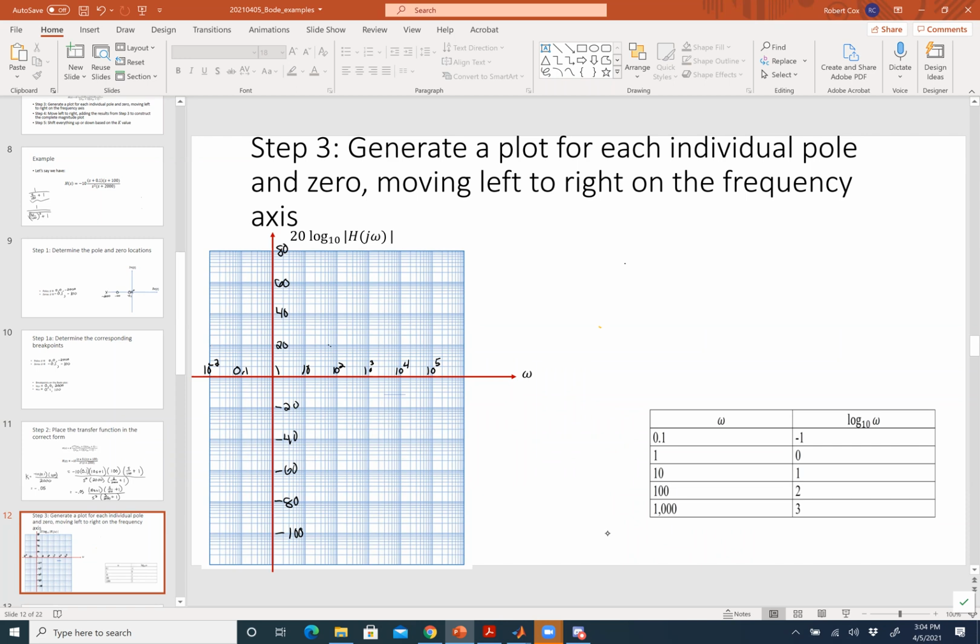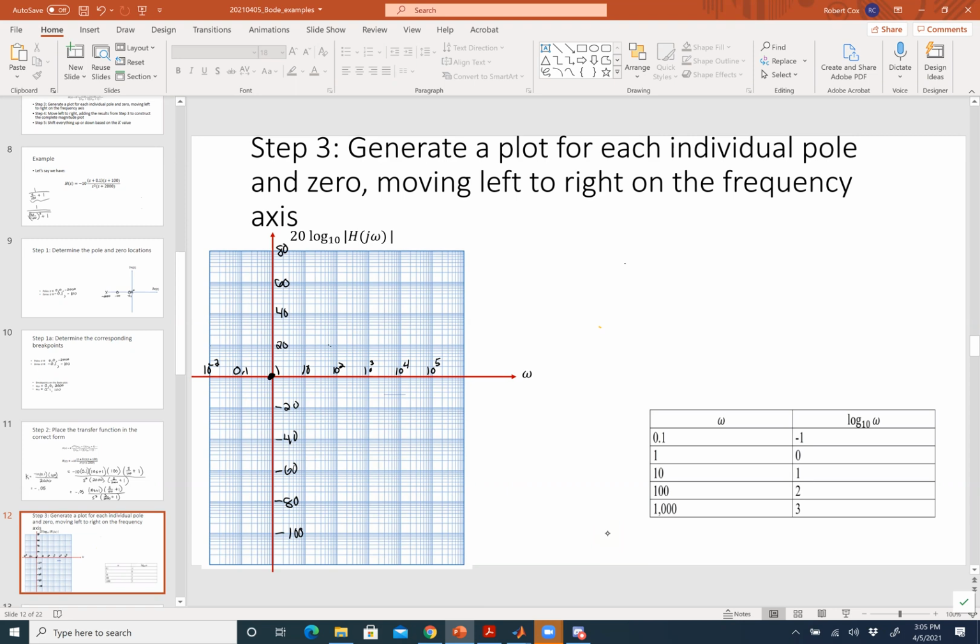Okay, so let's start out with the two poles at the origin. So omega equals 0. Where is omega equal to 0 on this axis again? Negative infinity, way off to the left side. So in this case, when I have poles or zeros at the origin, they always come through at this point right here, where omega equals 1.